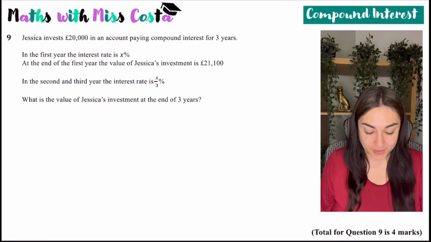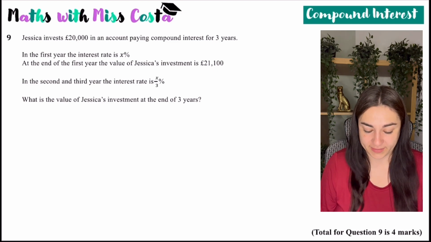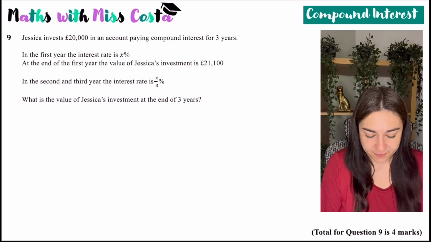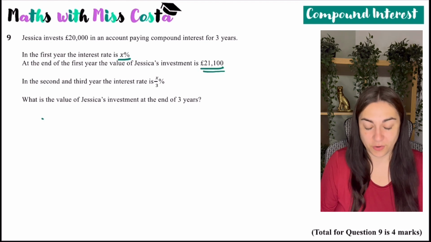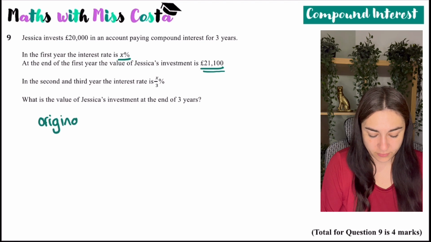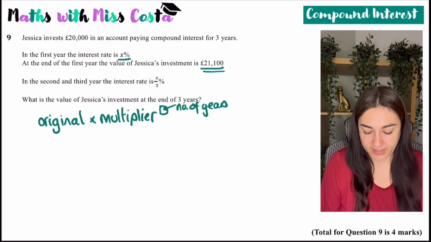Okay, so in this question, I'm told that Jessica invests £20,000 in an account paying compound interest for 3 years. In the first year, the interest rate is X%. So I don't know what the interest rate is. But at the end of the first year, her investment has a value of 21,100. So how do you work out compound interest? You have your original value times by your multiplier, and then to the power of the number of years. But we know that it's just 1 year that we're working out.